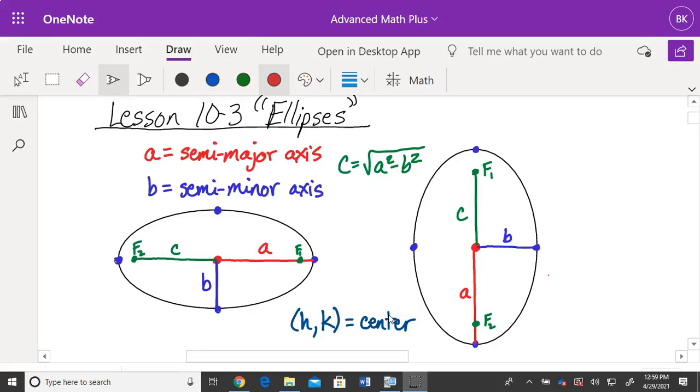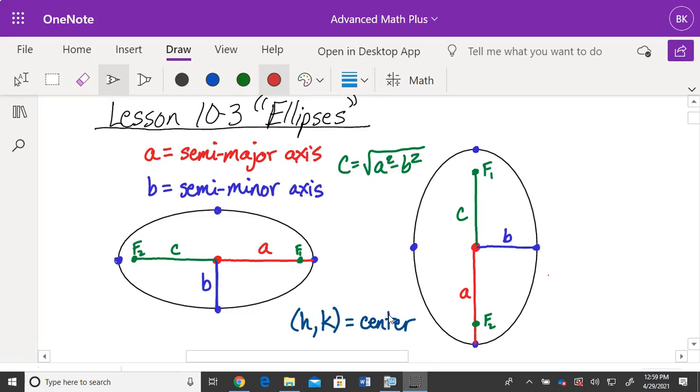We're going to do lesson 10.3 today, which is ellipses. We don't have a lot of time, so here we go. This is an ellipse, okay? Notice the difference between the two. They're both ellipses. The first one is more what than what? Horizontal. It's more horizontal than it is vertical. The second one is more vertical than it is horizontal.